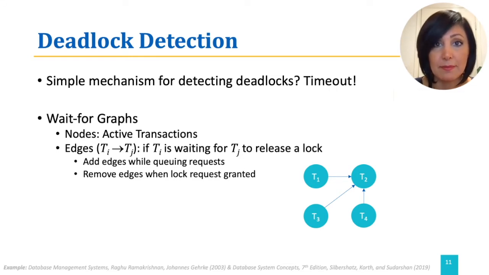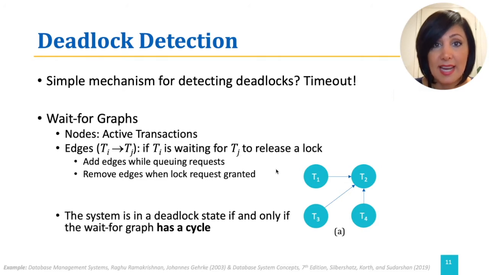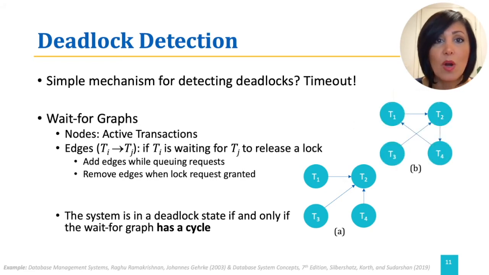If the system is in a deadlock state, the wait for graph will have a cycle. For example, in figure B, T1 is waiting for T2. T2 is waiting for T4. And T4 in turn is waiting for T1. So there is a deadlock situation involving these three transactions.